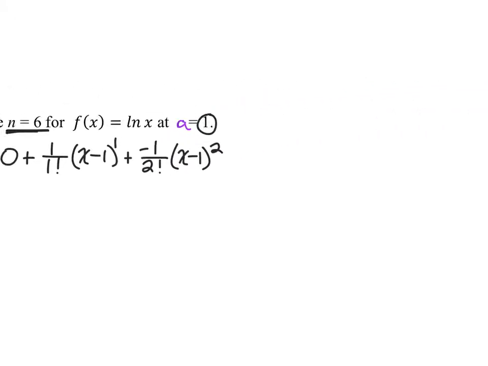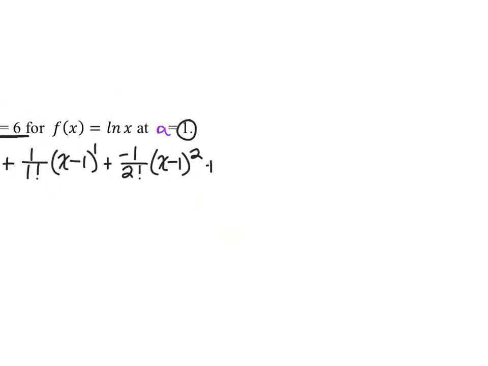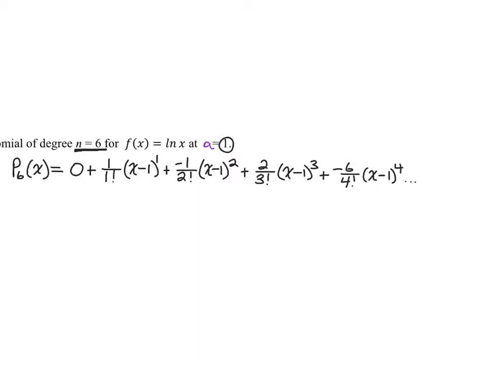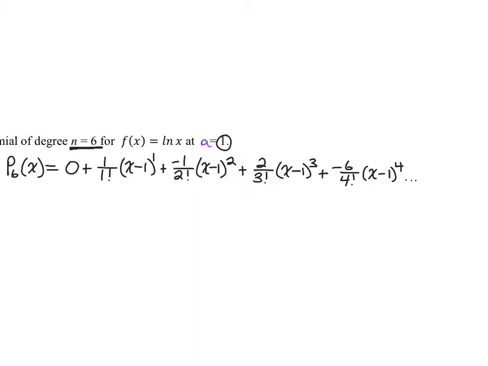Then we have a 2 and a negative 6. So plus 2 over 3 factorial times x minus 1 cubed, plus negative 6 over 4 factorial times x minus 1 to the 4th, and so on. Now it's just a question of, do I want to rely on the pattern and keep going, or do I want to stop and take stock of the situation? I asked the question so you know the answer.